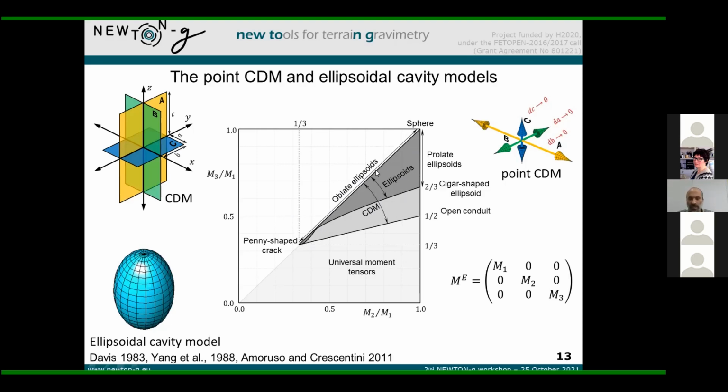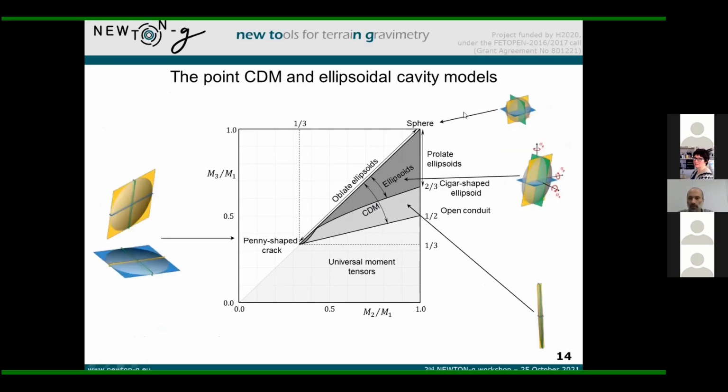In other words, the CDM can represent ellipsoids of all different aspect ratios, like spherical, all the oblate ellipsoidal sources, as you can see on the diagonal of this plot, crack-like sources, spheroidal and general triaxial sources, and cigar-shaped ellipsoids. But we can also see that the CDM can represent some other sources that cannot be represented as a pressurized ellipsoid. An example would be open vents, open conduits.